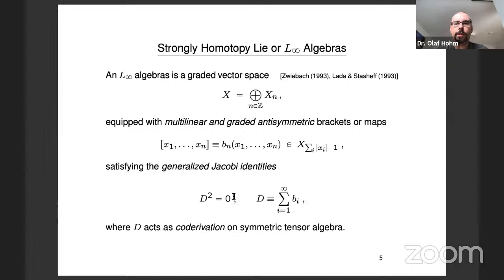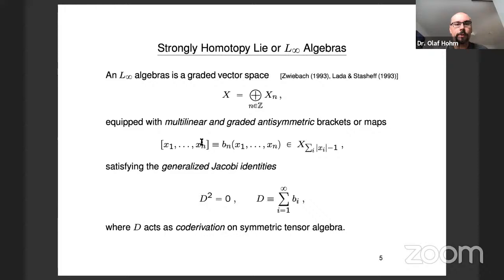So you have a vector space, as for a Lie algebra, which I call capital X. And we assume that this is a graded vector space. That means it's a direct sum of potentially an infinite series of vector spaces, so there's an integer grading here. And on this vector space, you have multilinear and graded antisymmetric or symmetric, depending on how you call it, brackets. So this generalizes the Lie case, where you have a two bracket, something with two arguments. Here we have potentially an infinite number of brackets with an infinite number of inputs.